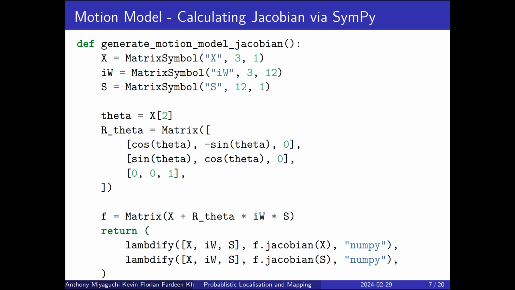We return the Jacobian with respect to x and the Jacobian with respect to s, and we use this lambdify function, which allows us to pass in a matrix to the code that SymPy is generating. So we can use this code in our routines.